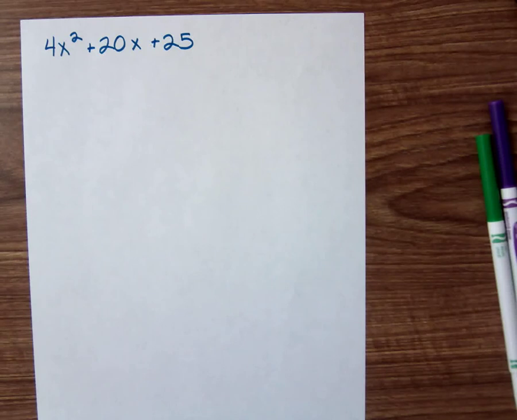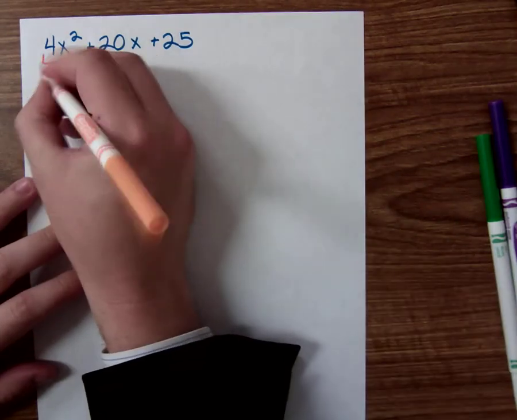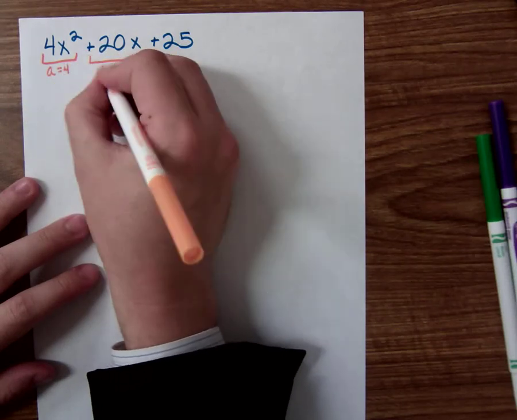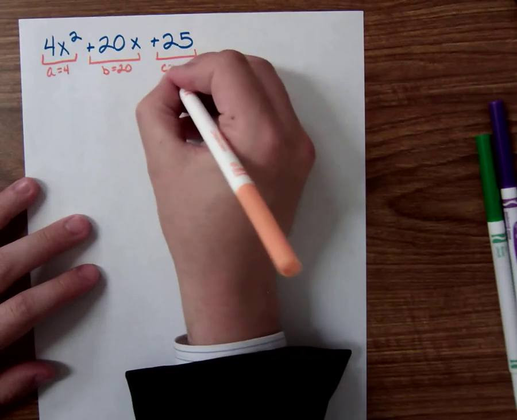That's a pretty good problem. There's no GCF. You're right about that. So we're going to go straight into labeling A, B, and C. A is 4, B is 20, and C is 25.